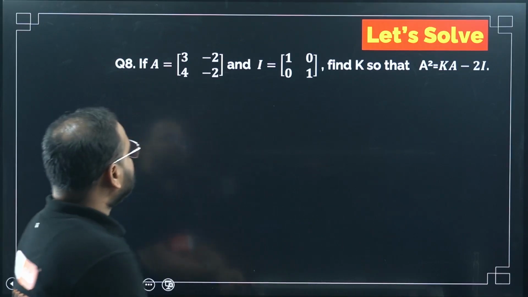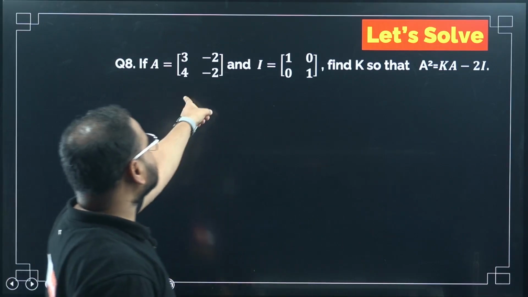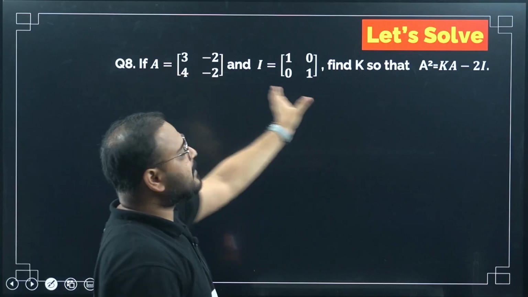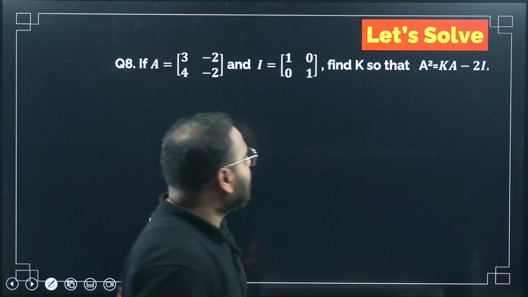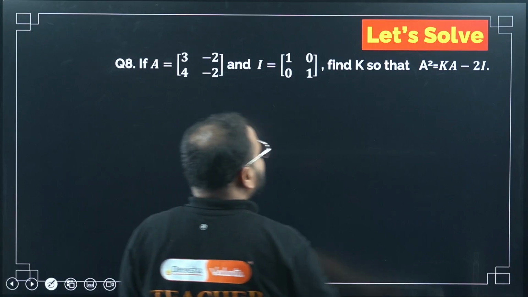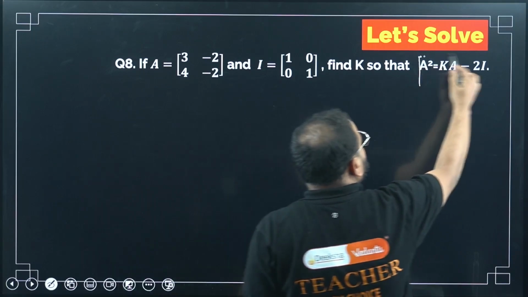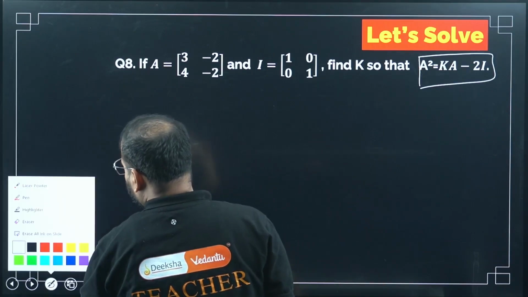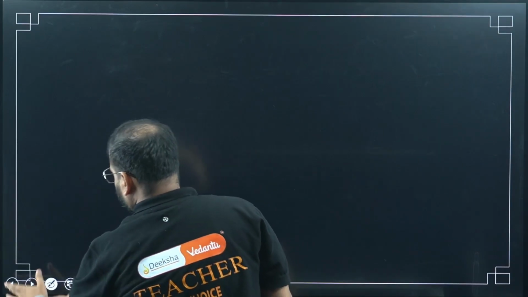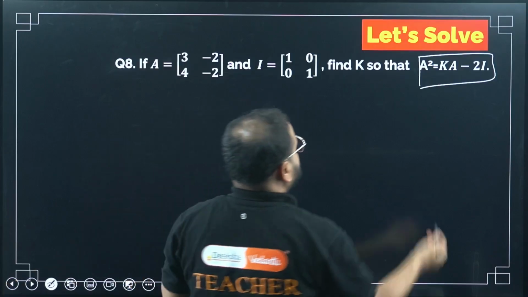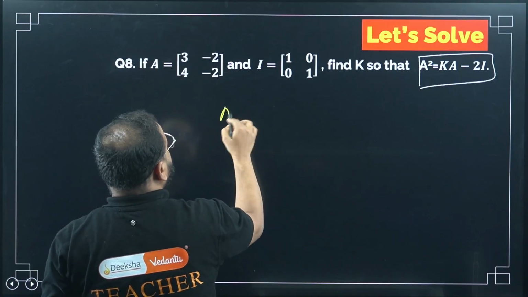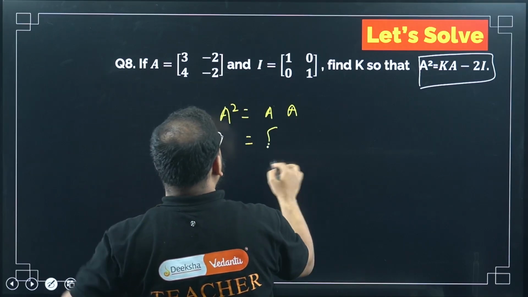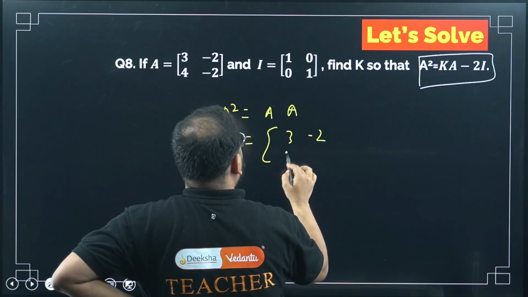Chaliye. This problem, again multiplication is there: A square, then k A minus 2I. Now you'll see the equations being formed with the help of matrices. So let's find A square first. They are saying that this condition is true, and for this condition to be true, find the k value. So let's quickly find A square first. What will my A square look like? Please check, A times A. What is my A times A? Please check: 3 minus 2, 4 minus 2.